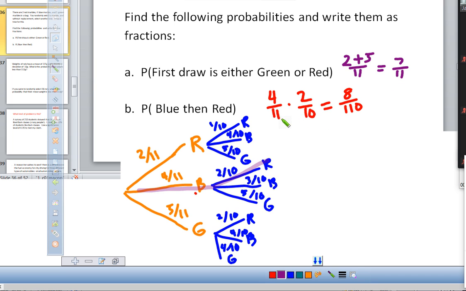Blue then red means I go along this blue path, and then I go up along the red path. Remember, you multiply as you go along the path when you go along these trees. So to get there, you'd go 4 11ths times 2 tenths. And to multiply fractions again, you multiply the numerators and you multiply the denominators. If you screw that up, then at least if you've done this, you'll get almost all your credit.